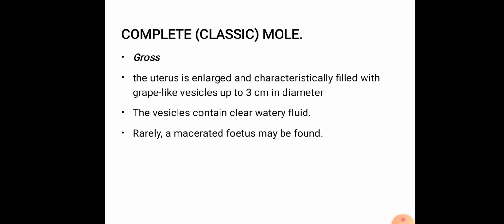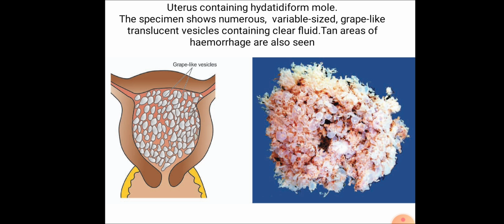Now let's discuss complete mole, or classic mole. Grossly, the uterus is enlarged and characteristically filled with grape-like vesicles which are up to 3 cm in diameter. The vesicles contain clear watery fluid. Rarely, a macerated fetus may be formed.